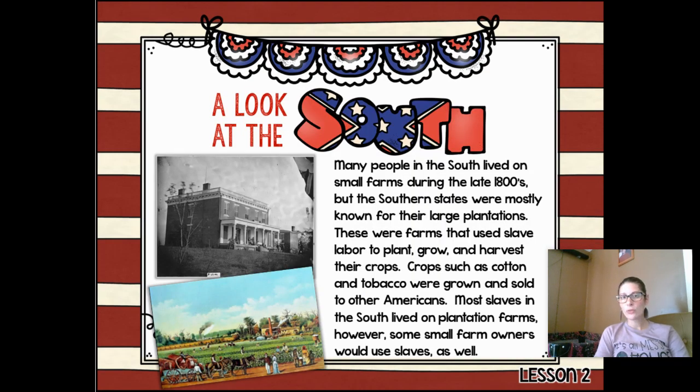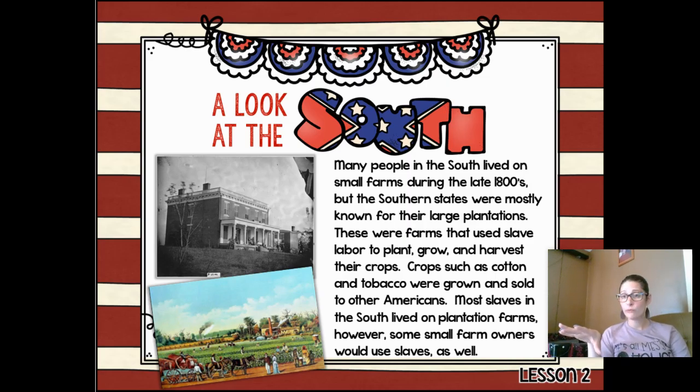So let's look at the South. Many people in the South lived on small farms during the late 1800s. But the southern states were mostly known for their plantations. But what I need you to understand is that most of the population in the South did not and could not afford to live in or on a plantation. They were way too expensive. Those were the people from high society, the rich people, okay? And I'm talking really rich people.